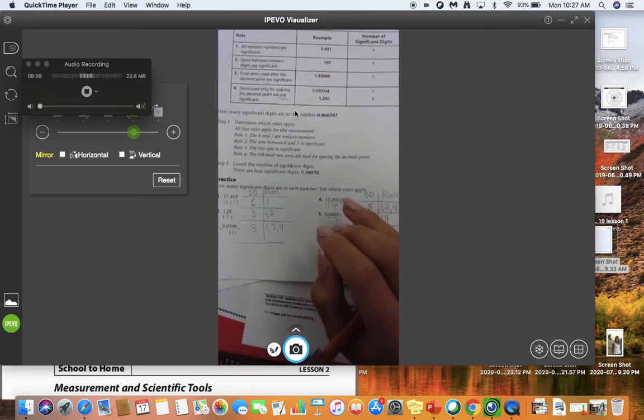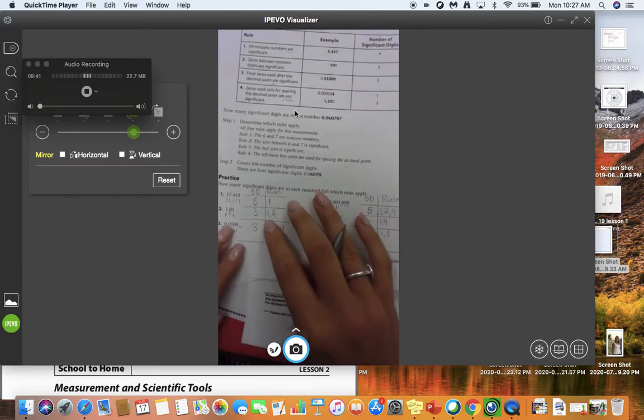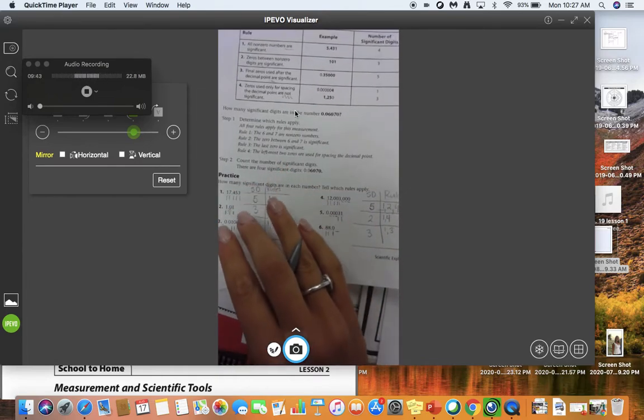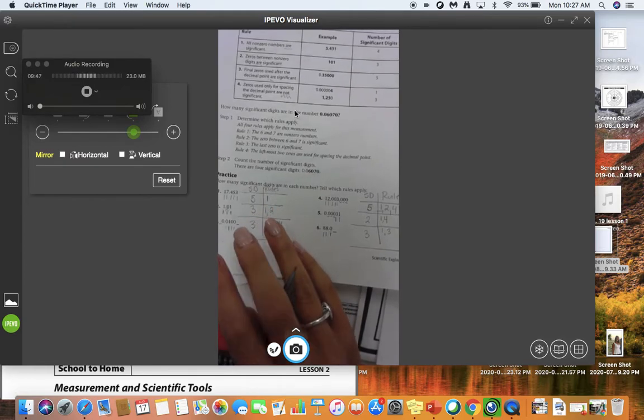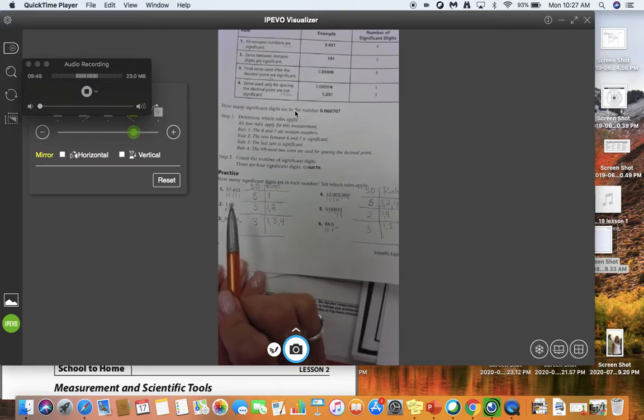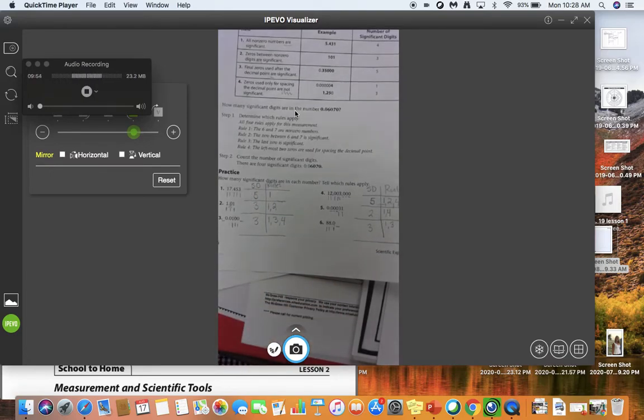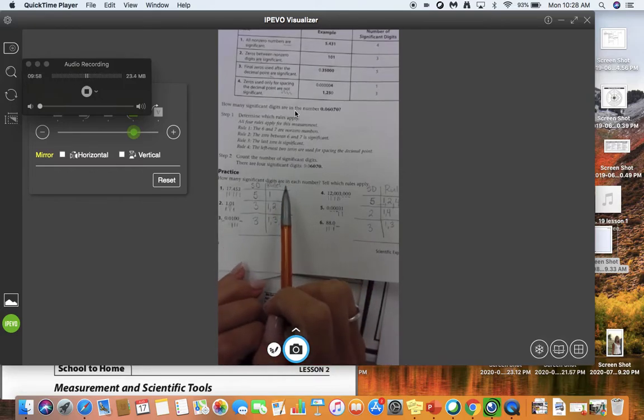So hopefully you took good notes. Hopefully this makes sense. If it doesn't, send me an email. Go back through your rules every time you do a problem. Go through each rule so that way you won't skip any steps. Then count your number of significant digits. If you do it like I did and count the tick marks, you'll do it correctly, okay?